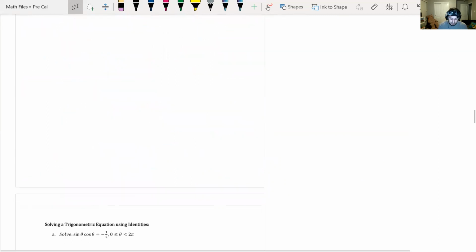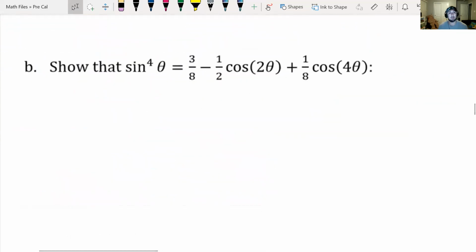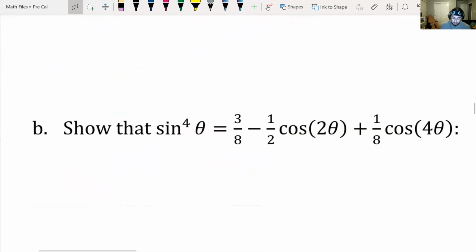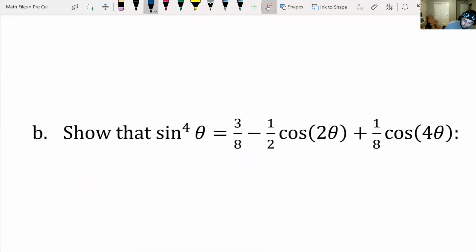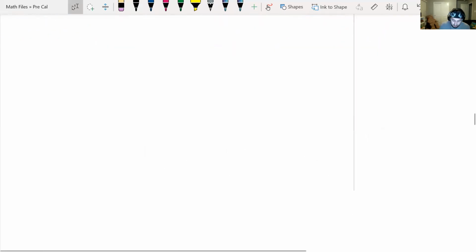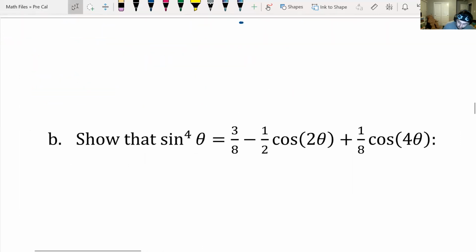So now let's do it for sine to the 4th theta. We want to prove that sine to the 4th theta is equal to 3/8 minus 1/2 cosine 2 theta plus 1/8 cosine 4 theta. So we're going to work this one exactly like we worked the last one, okay? So let's do it. Do I get a whole page for this one? I sure do. All right, we'll work it as we go.